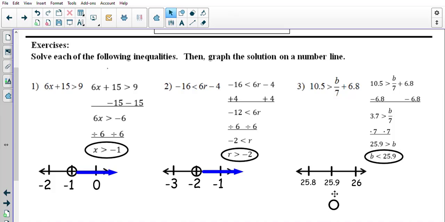This is also going to be an open circle here. You're going to notice I counted by tenths, which you don't have to, but I did 25.8, 25.9, 26. You want to make sure you're counting evenly. This one, though, since it's b is less than 25.9, we are going to shade to the left. So let's go ahead and shade to the left here. There we go. All right, so it's going to look like this. Open circle again, shade to the left since it's less than.